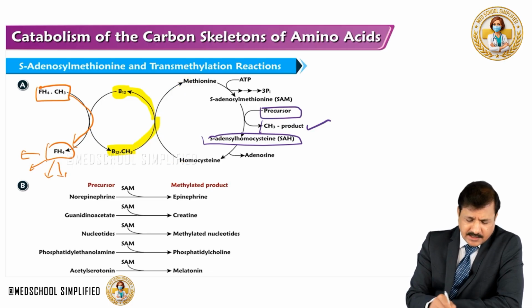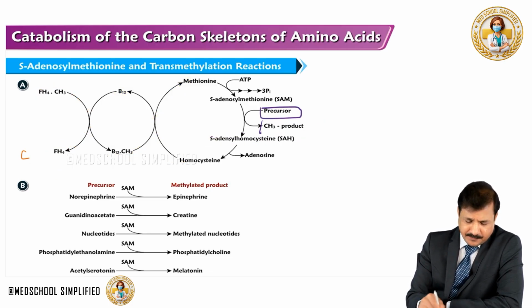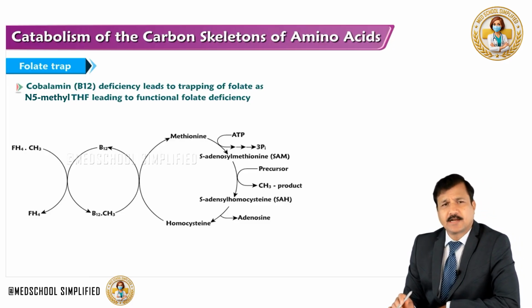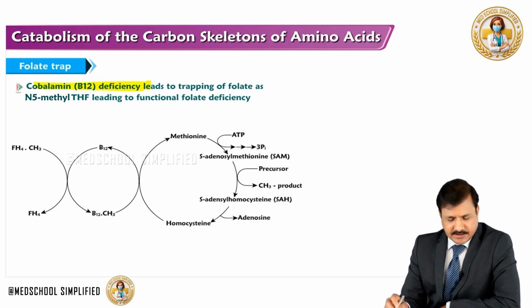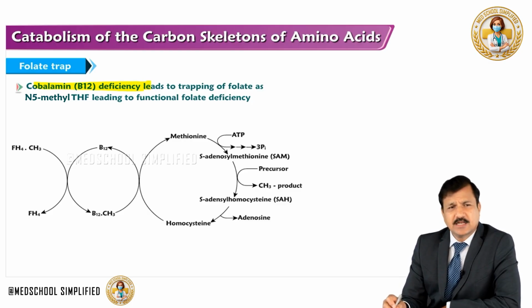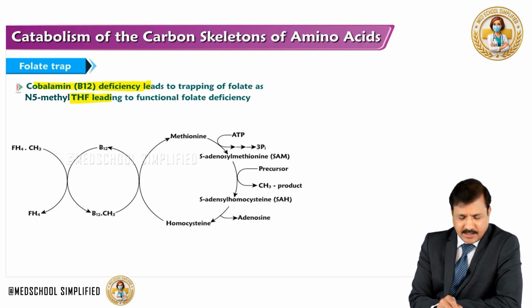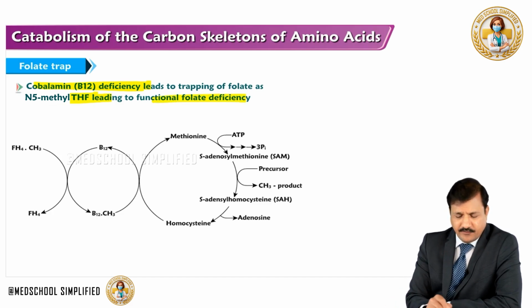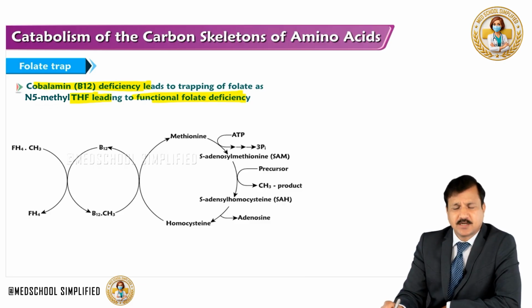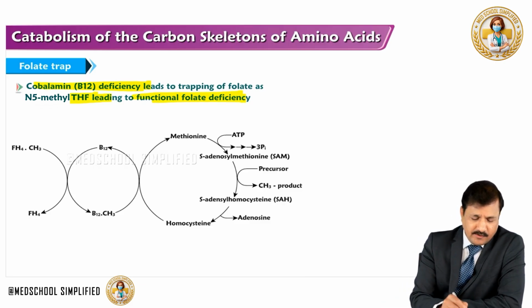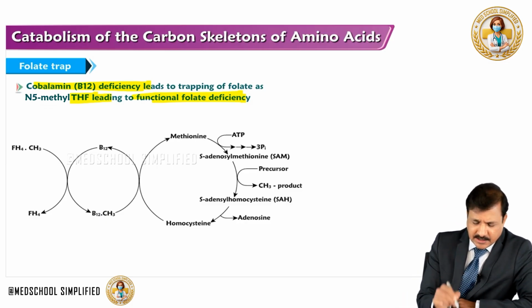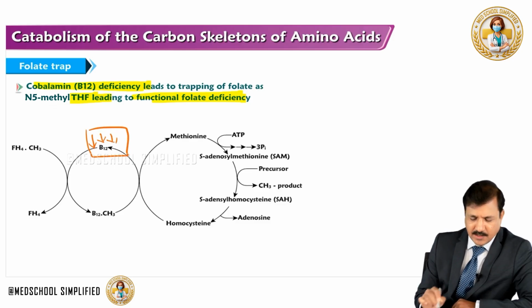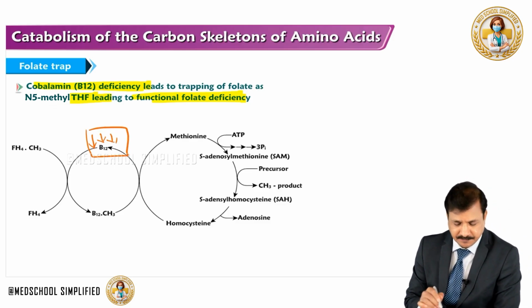Now there is a concept called the folate trap, as you see here. What is the folate trap? Folate trap occurs in cobalamin deficiency. Whenever cobalamin is deficient, the folate in the cell will be trapped as N5-methyl tetrahydrofolate, thereby leading to functional folate deficiency. Let me explain that concept to you. Consider that the person has cobalamin deficiency, so I am going to decrease cobalamin levels here. Okay, cobalamin is decreased.